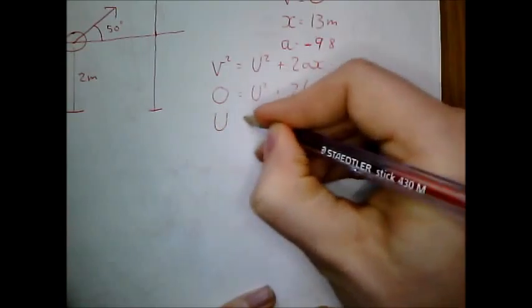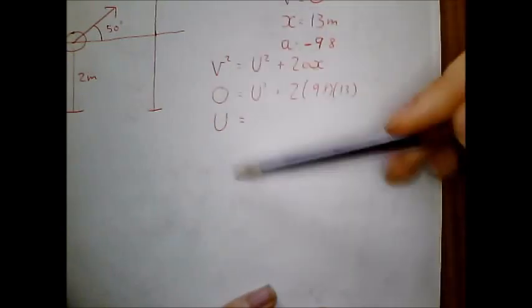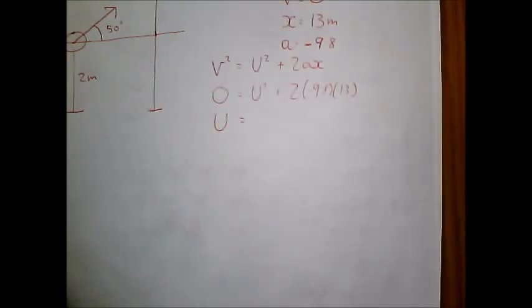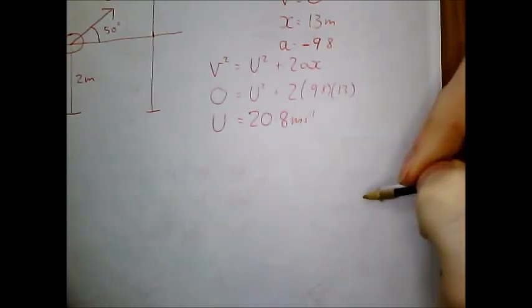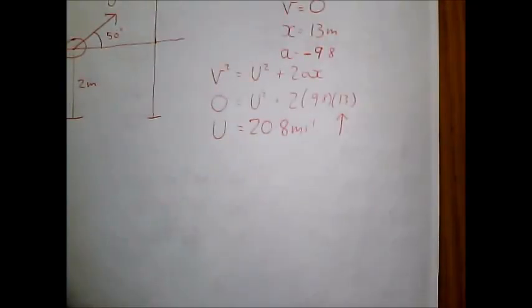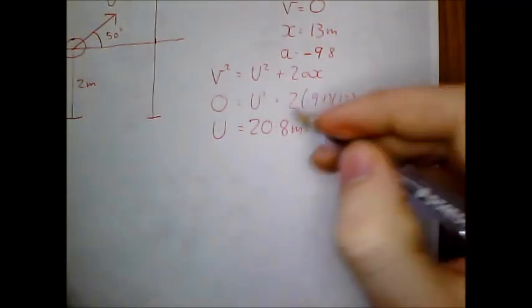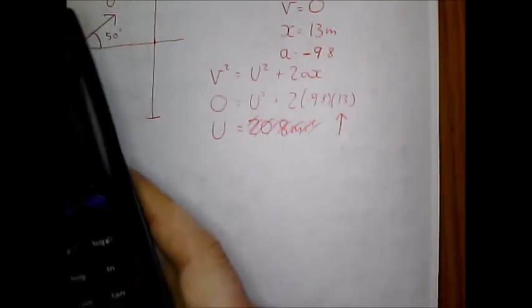So after some resolving, we should get that the initial speed in the vertical plane was 20.8 meters per second. But note that is the vertical speed upwards. Right, so I've done the wrong calculation on my computer. That's not the final answer. Sorry guys.